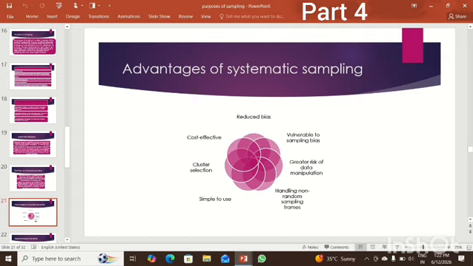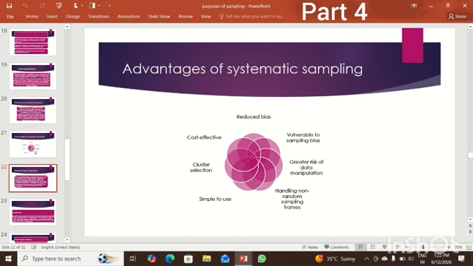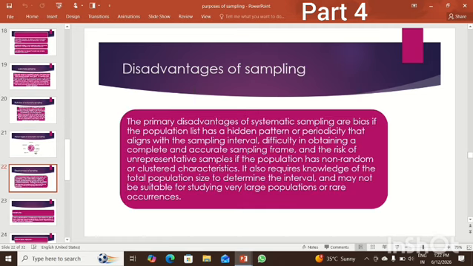Cluster selection. Cluster selection is different. Cluster selection means here, for example, in the convenience sample, there is cluster selection. In systematic sampling, there is cluster selection, because every 10th member is selected. Cost effectiveness. Then disadvantages of sampling. What are the major disadvantages of sampling? The primary disadvantage of systematic sampling is bias.